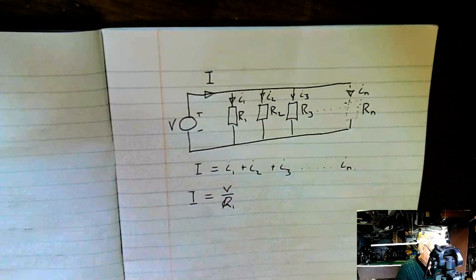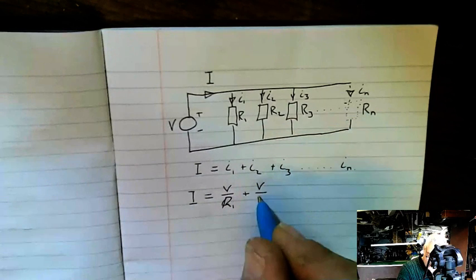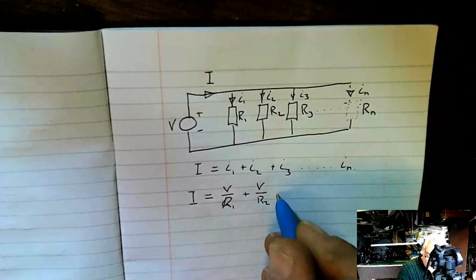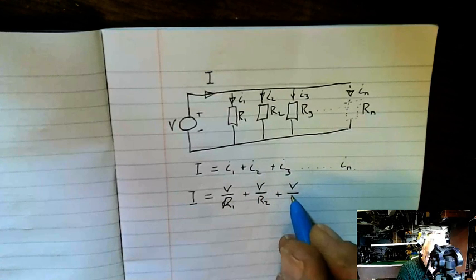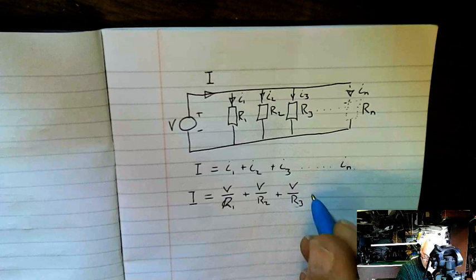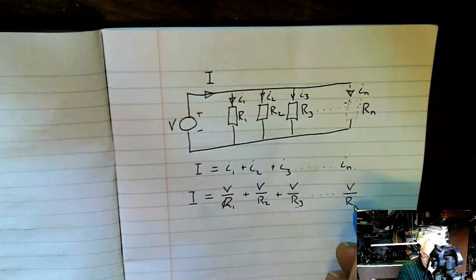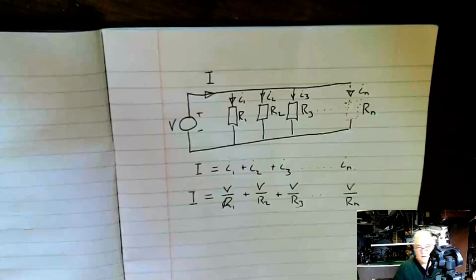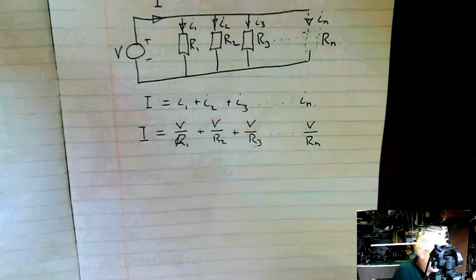So V upon R1. We can say that I2 is equivalent to V upon R2, you get the idea, V upon R3, and finally we have V upon Rn. So that's starting to look like something that we might be able to do something with.